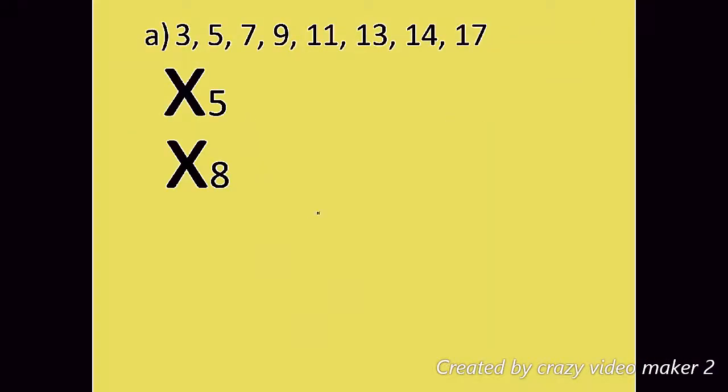Okay, right. So we need a bit of notation to be sorted out. Now let's have a sequence above. Now x5, what this actually means is what is the fifth value in the sequence. So 1, 2, 3, 4, 5. x5 is 11. Okay, and x8 is going to be the 8th term in the sequence. So 1, 2, 3, 4, 5, 6, 7, 8, which is 17.